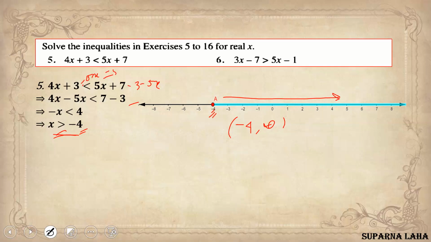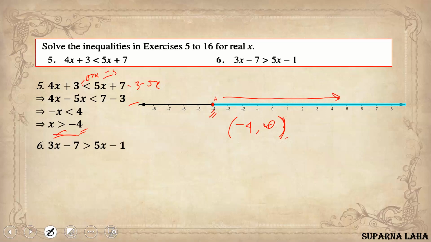And maybe one question can arise: why am I using the open bracket, not the closed bracket, for the infinite sign? We will discuss that when we solve limiting problems and talk about infinity. What is the concept behind using the open bracket, not the closed bracket? We will discuss later. So question number 6: 3x minus 7 greater than 5x minus 1.